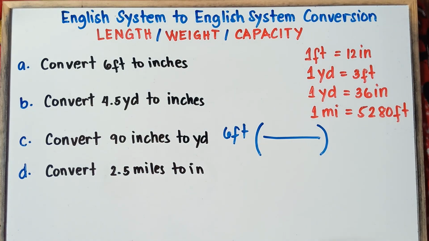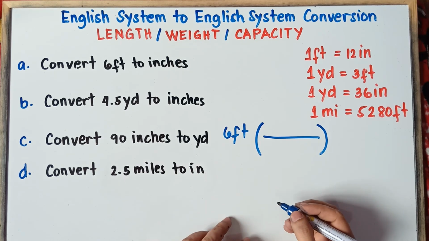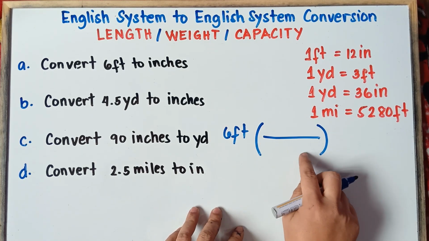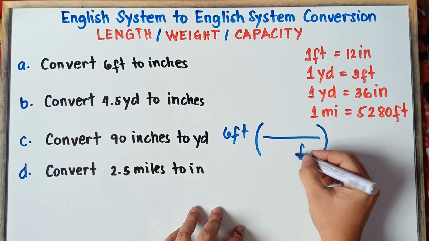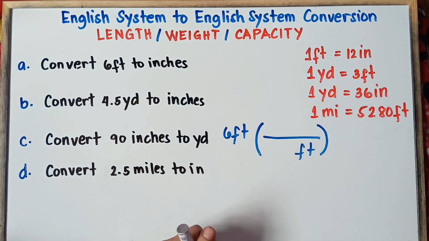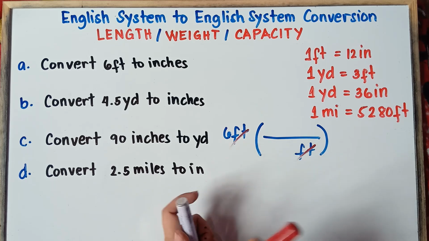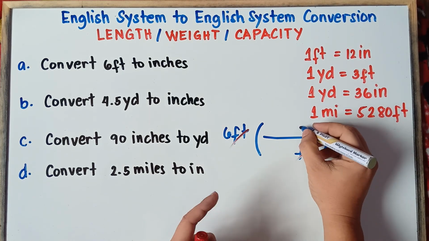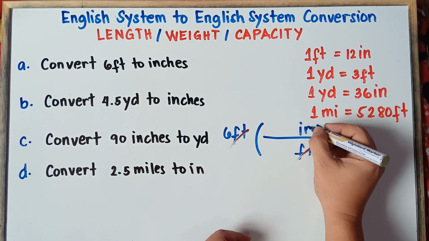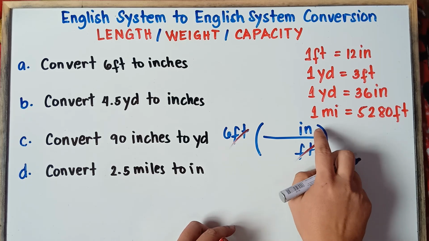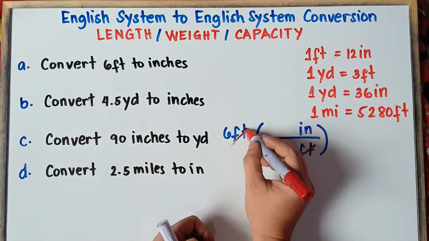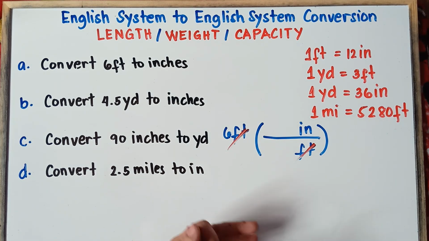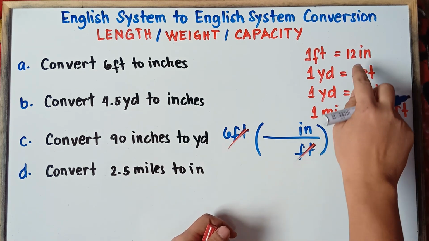Question, why is that, sir? So that we can cancel out the unit. So if our given is feet, the unit on the denominator must also be feet so that we can cancel out this unit. And then we convert feet into inches, so the unit on the numerator must be inches. Cancel feet. And do not forget the conversion. 1 foot is equal to 12 inches.